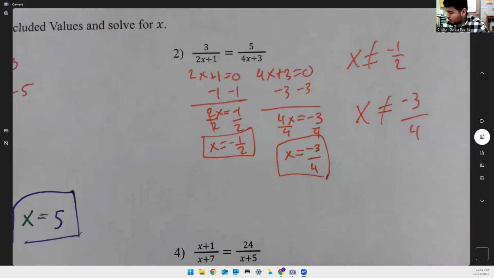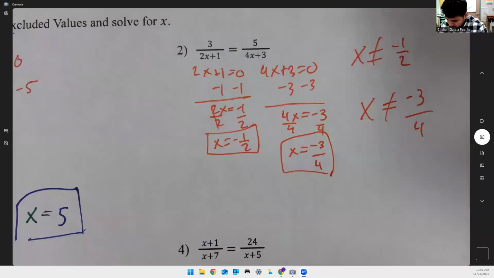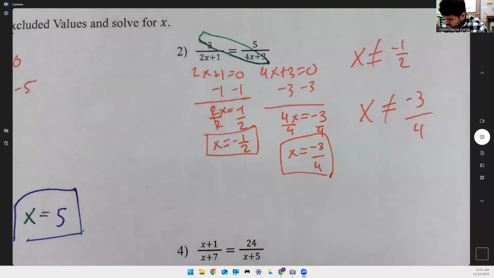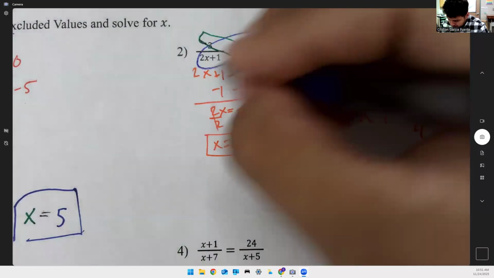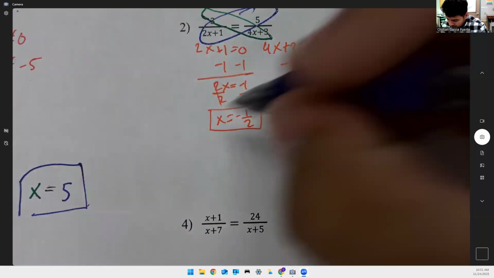And now we're going to cross multiply. So over here, circle your diagonals. So you have 5 and 2x plus 1.